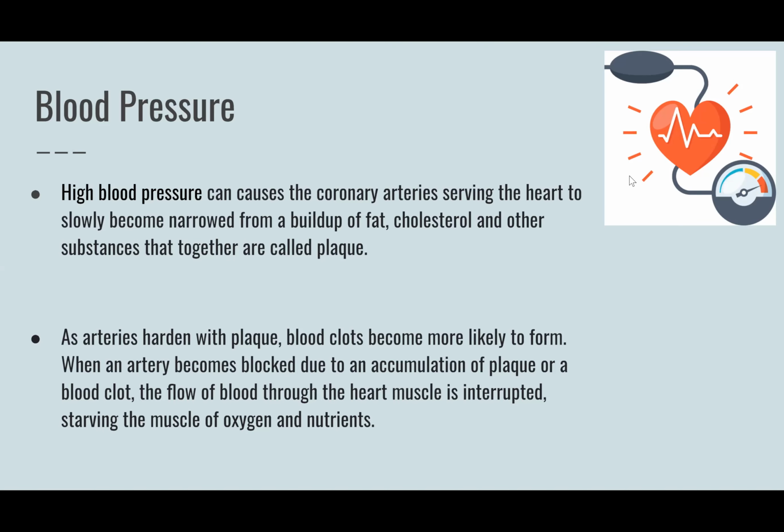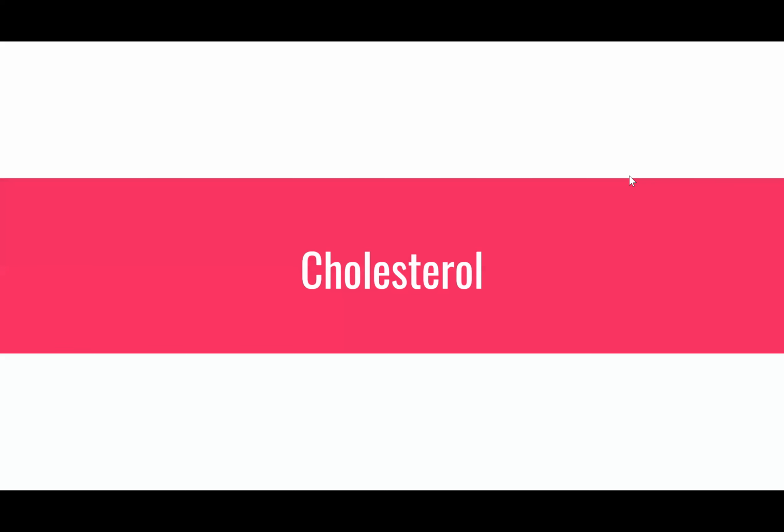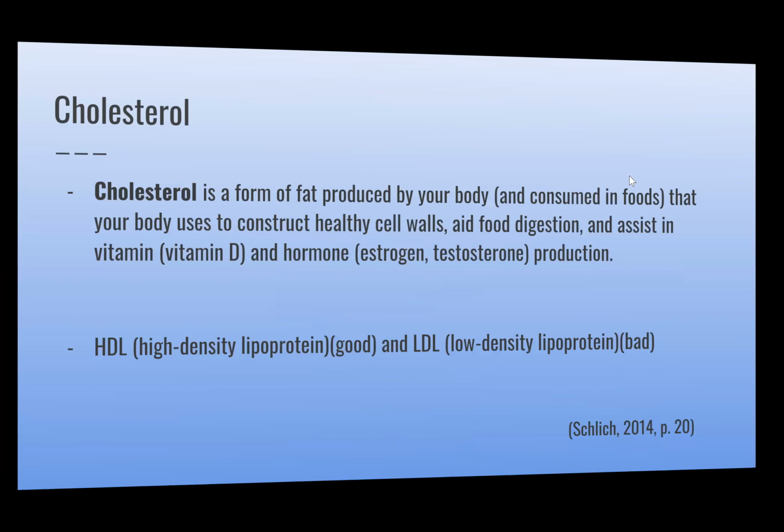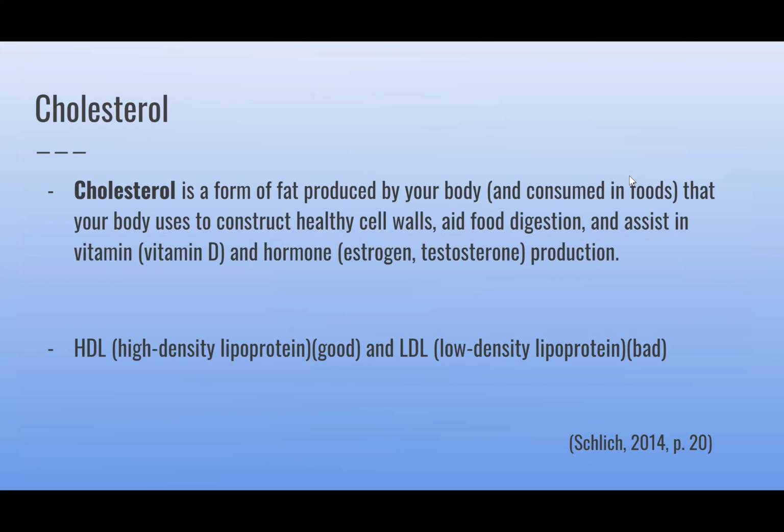So our next topic that we'll be talking about is cholesterol. First, what we need to do is define cholesterol. Cholesterol is a form of fat produced by the body, and it is also consumed in food, that our body uses to construct healthy cell walls, aid food digestion, and assist in making the vitamins and hormones that our body needs. Also, cholesterol comes from two sources. Our liver produces the cholesterol that we need that is good, and also we get it from what we eat and drink and consume.